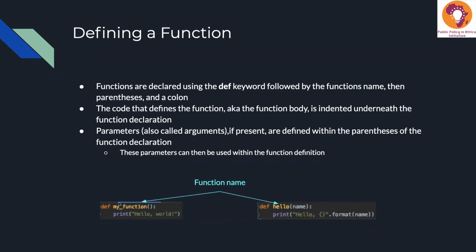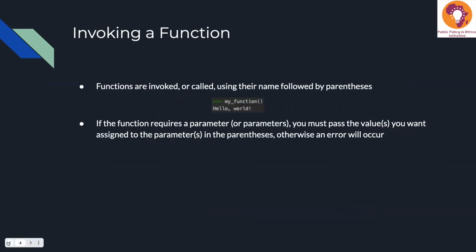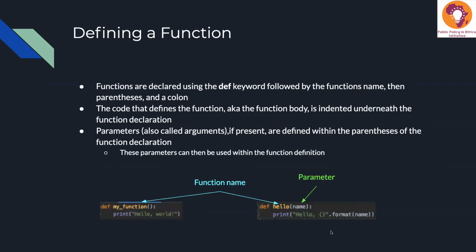So here we've got the function names. In this case, it's my function. Over here, it's hello. Here we have a parameter called name. The function over here doesn't accept a parameter because there's no need for a parameter within the function body. But this one does require a parameter because we want it to say hello to someone or something. So we'd have to pass that name in here in order for that to be substituted for these squiggly brackets and then print hello to whatever the value that we pass in for name is. And that's how we would define a function. Then we're going to go on the next slide to talk about how we would invoke a function.